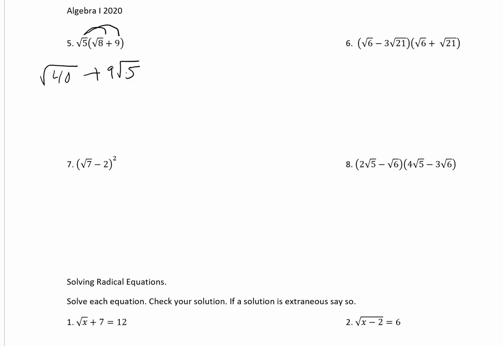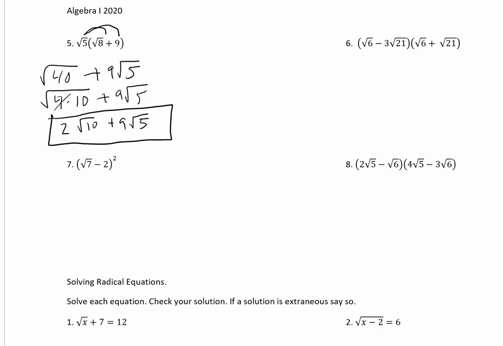Then you need to see if your expression is fully simplified, and it's not, because I need to simplify rad 40 into the biggest perfect square factor. So I want to simplify it into 4 times 10, plus 9 rad 5. So this is going to simplify to 2 rad 10 plus 9 rad 5. Now, this is our final answer because rad 10 and rad 5 are not like radicals, so you can't combine them. So leave it as the expression 2 rad 10 plus 9 rad 5.